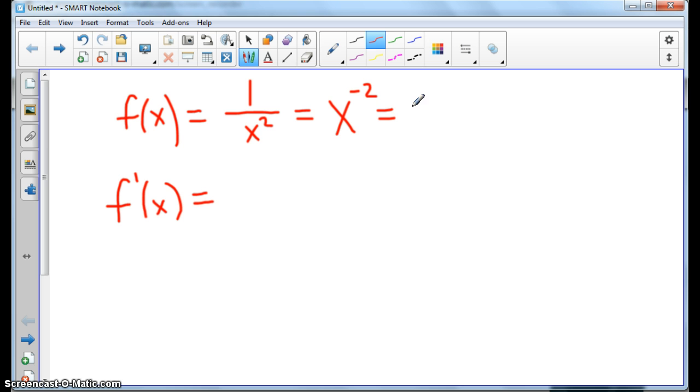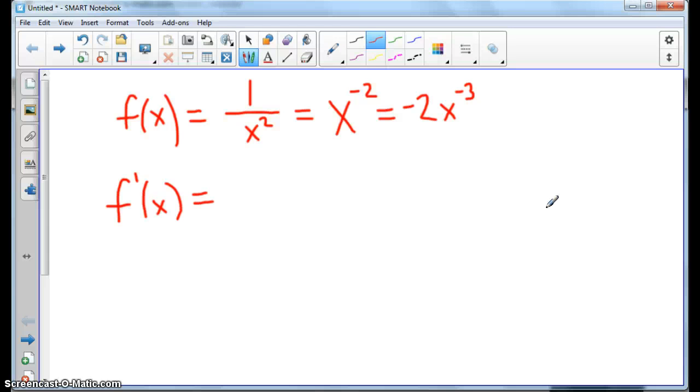So we bring the negative 2, that's our exponent, down to be our coefficient in front of our x. And remember, we subtract 1 from our exponent, which in this case is negative 2 minus 1, which is negative 3. So now we have negative 2 x to the negative third power, which would be fine, but we can't have the exponent being negative.